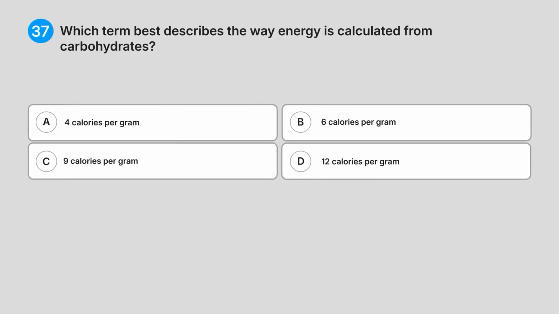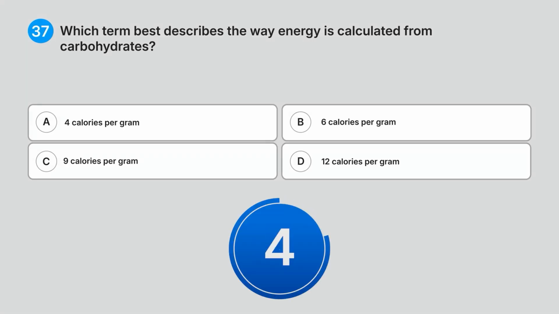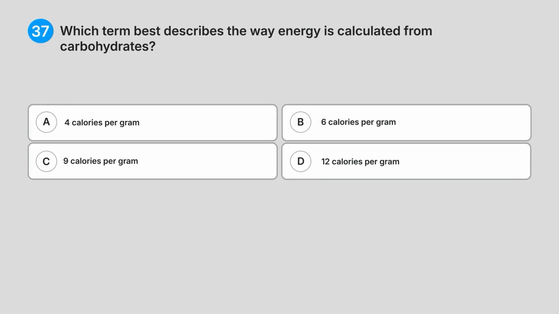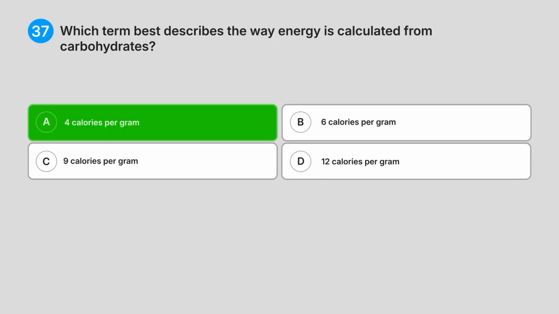37. Which term best describes the way energy is calculated from carbohydrates? A. 4 calories per gram. B. 6 calories per gram. C. 9 calories per gram. D. 12 calories per gram. Do you know the answer? Correct answer, A. 4 calories per gram.